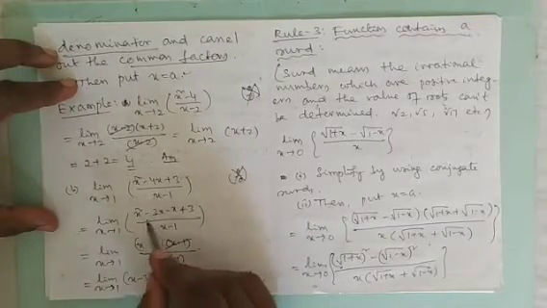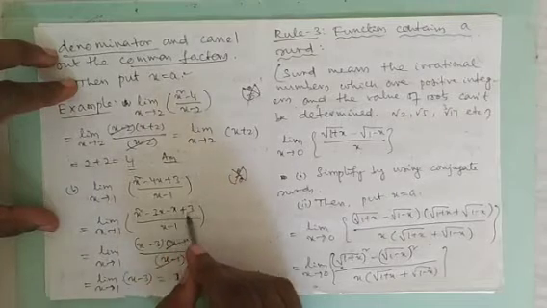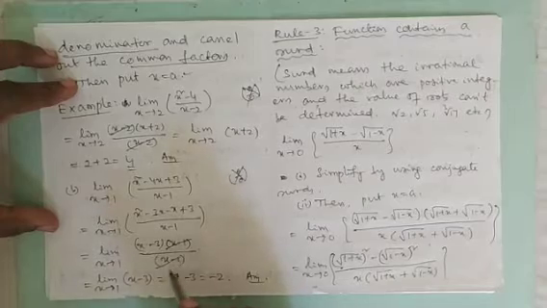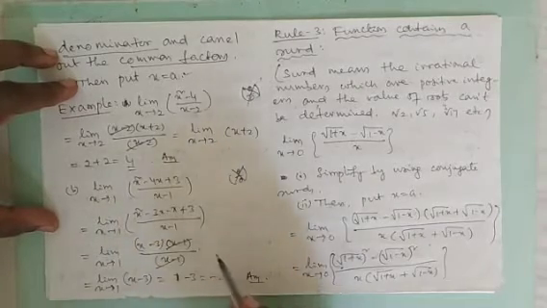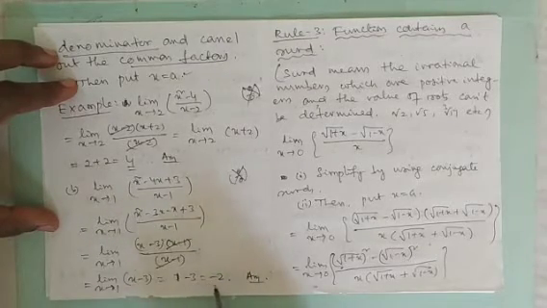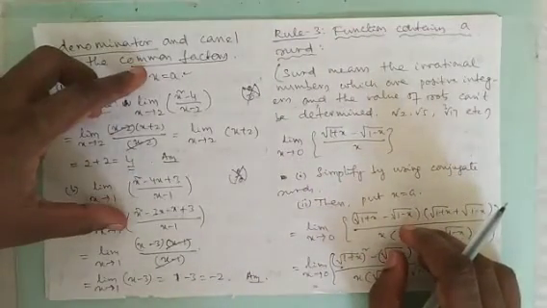Limit x tends to 1. It is a quadratic equation, so let us factorize it like this: x square minus 3x minus x plus 3 by x minus 1, which is limit x tends to 1 of x minus 3 into x minus 1 by x minus 1. x minus 1 cancels out. Now limit x tends to 1 of x minus 3. Now put the value x equal to 1, so it is 1 minus 3 equal to minus 2. This is how we can solve a limit of a rational function.